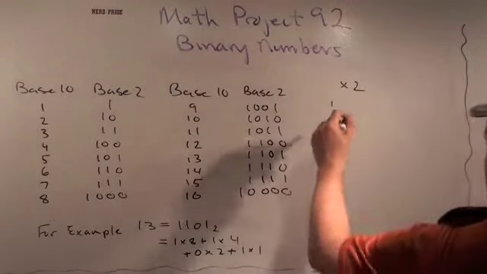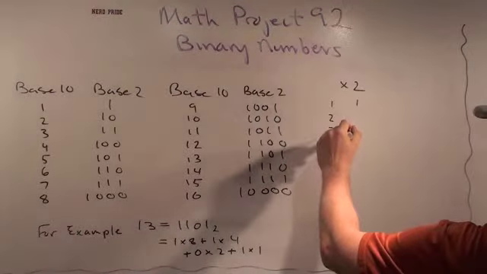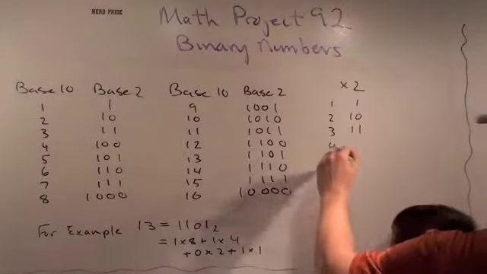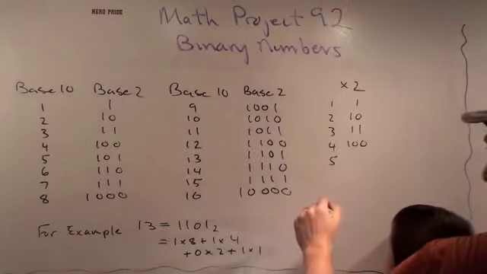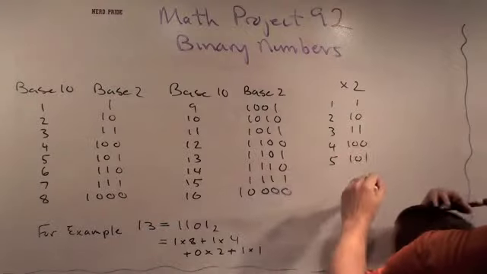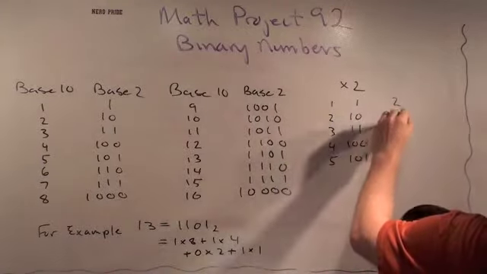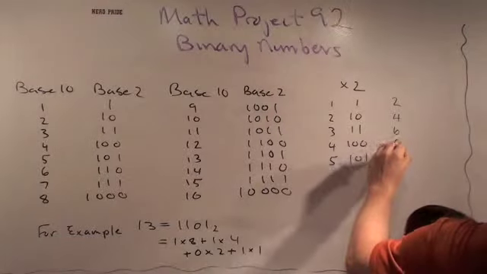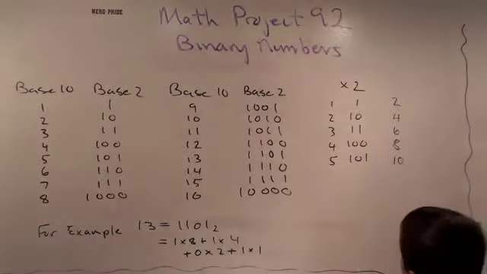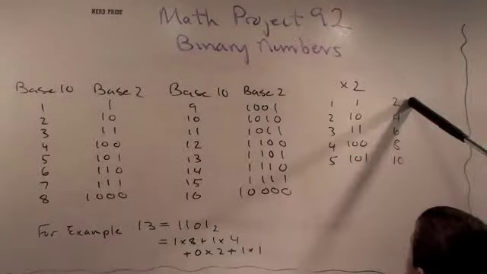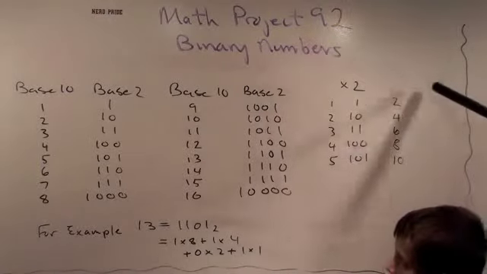So the number 1 in base 2 is 1. The number 2 is 1, 0. The number 3 is 1, 1. The number 4 is 1, 0, 0. And the number 5 is 1, 0, 1. Okay? And when we multiply by 2, we should get 2, 4, 6, 8, and 10.